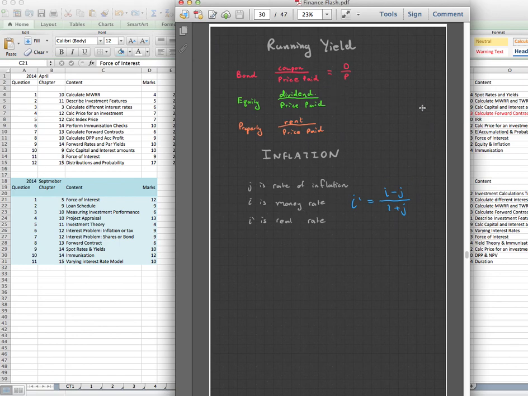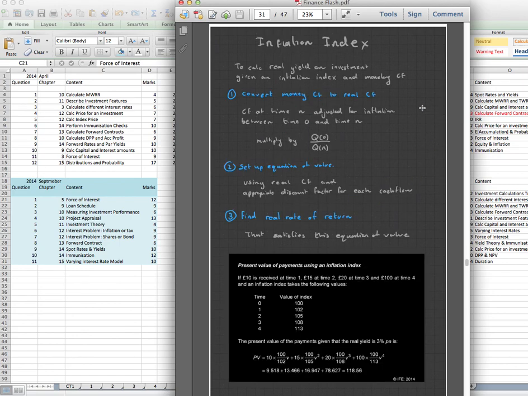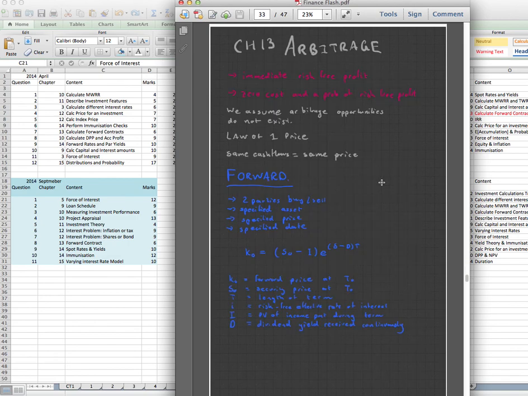Running yield and inflation is quite chilled. The inflation index, at first it appears quite icky, but it is quite simple if they give you the QO and the QN. If you just get this value of the index, then it should be fine, and apply the theory.